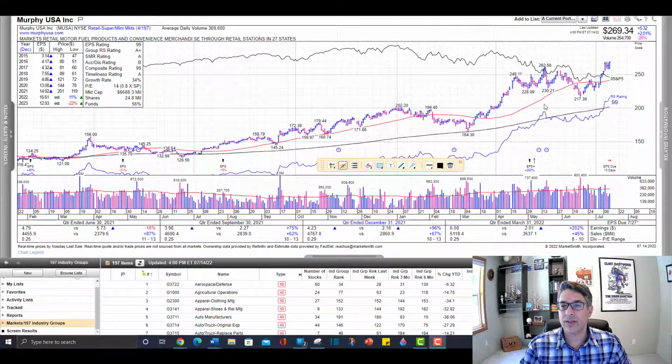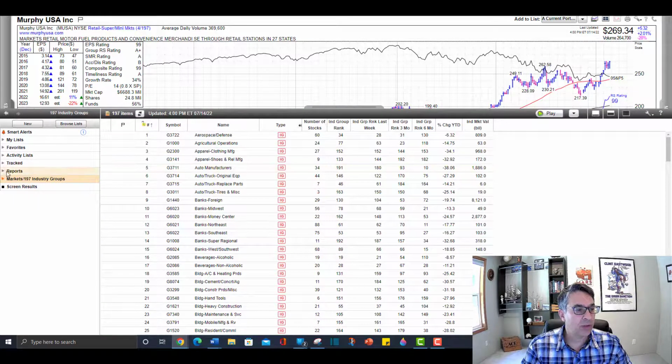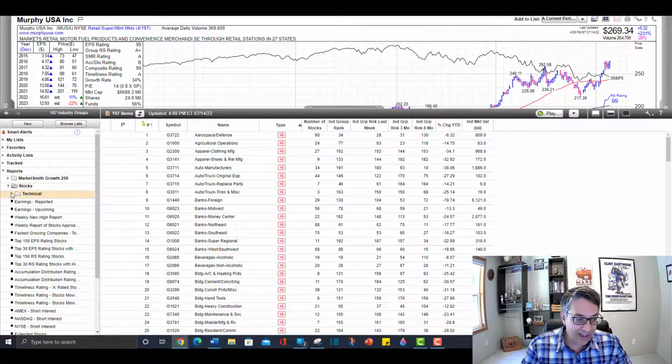So let me show you how to use these things. I like to use these almost every day, certainly once a week, to help me generate new stock ideas. So it's a little bit hard to find. Now what you can do is favorite them once you find them the first time, but you open this lower panel here, you go to reports, you go to stocks, you open that, you go to technical. So 3 layers: reports, stocks, technical, and here are his different trends.